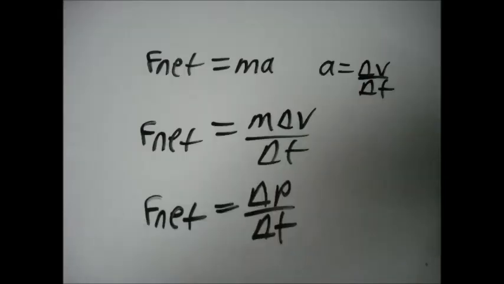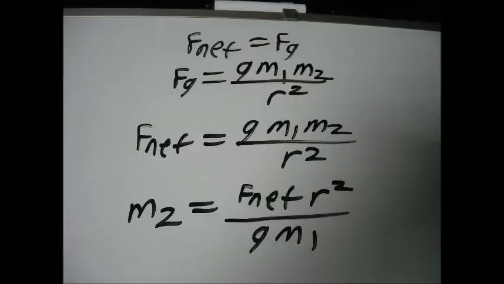By rearranging Newton's second law, F net equals mass times acceleration, we are able to make it such that the change in momentum over the change in time is equal to F net. From there, we can set F net equal to the universal gravitation equation, G times m1 times m2 divided by r squared, where G is the universal gravitation constant, 6.7 times 10 to the negative 11th. With that, we can arrange it to solve for the mass of the black hole.